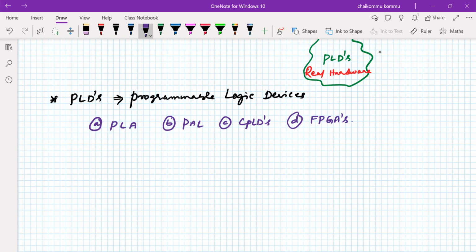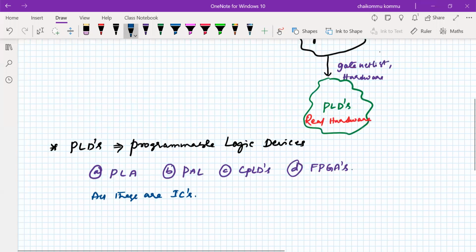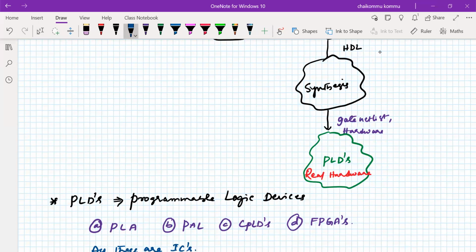These are all ICs only, so please remember that these are integrated circuits, ICs. So the ICs that are available with you, we have to dump your gate level netlist that is generated from the synthesis. Here, don't forget to write this one.